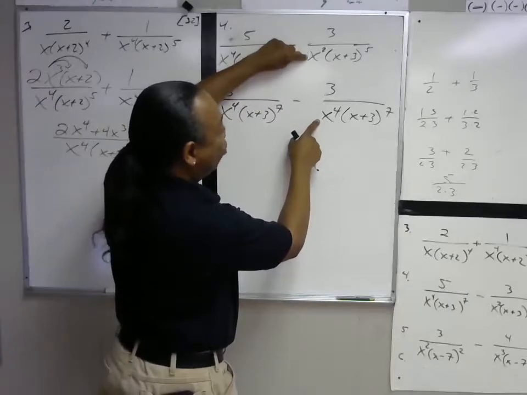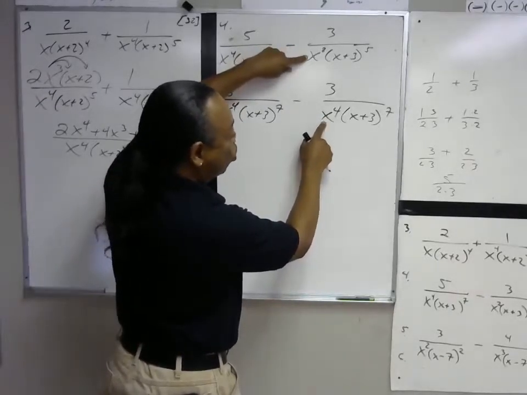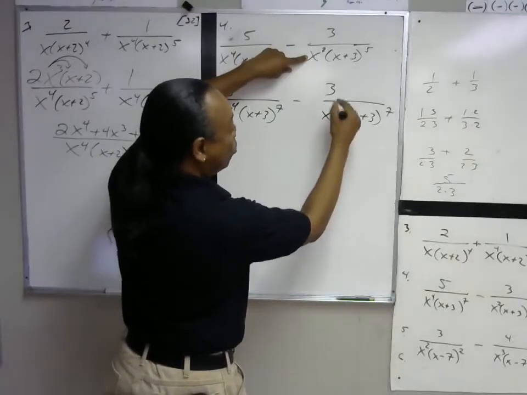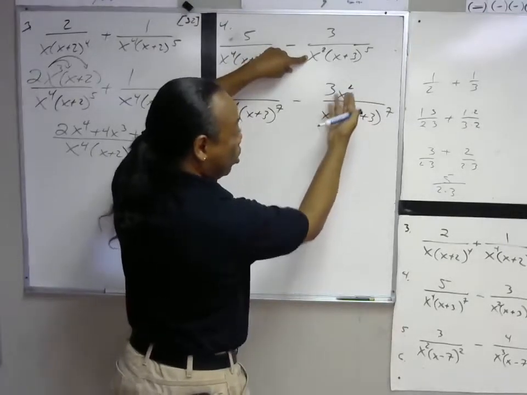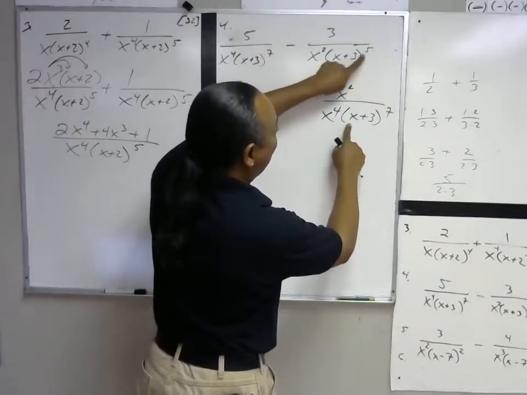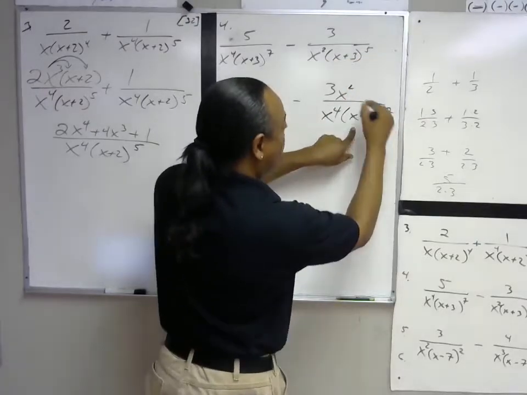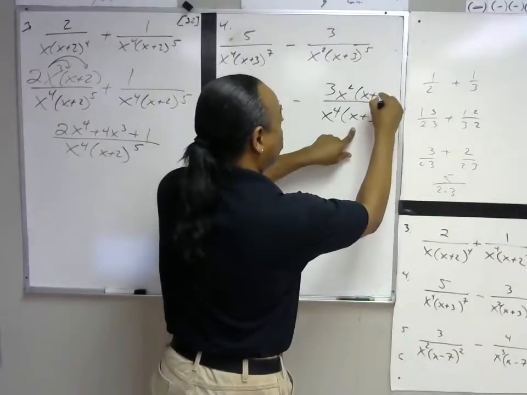Here, I have x squared. Here, I have x to the fourth. This means I put an additional 2 x's here in the denominator. So let's put an additional x squared in the numerator. The x plus 3s. I see I got 5 of them there. Now I have 7. That means I added another 2 of them. So let's multiply here by the extra 2.